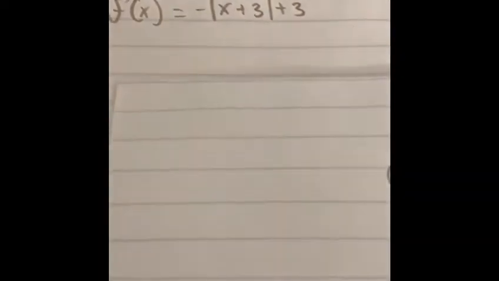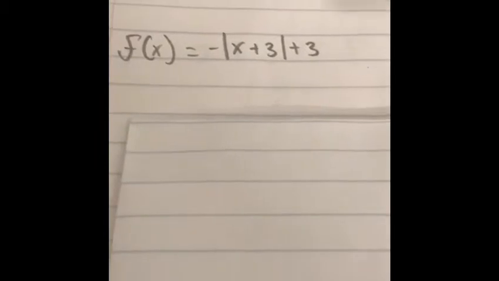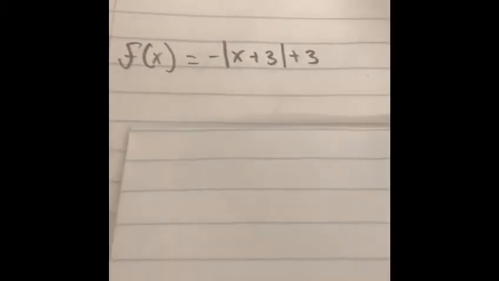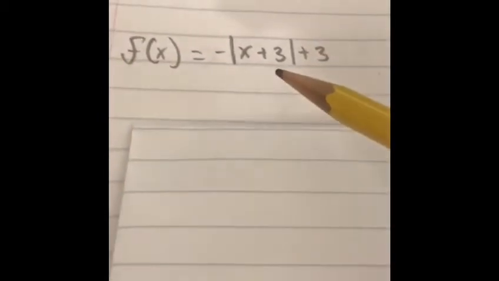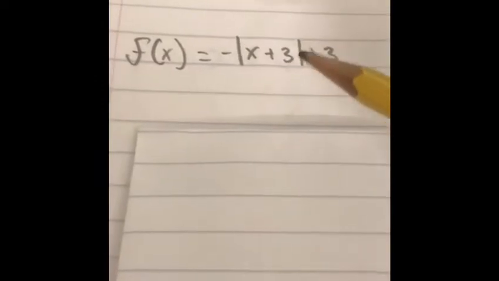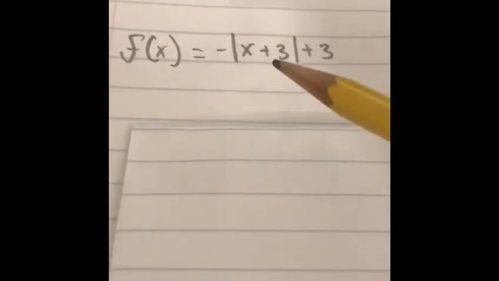Now to graphing this absolute value function. Let's start off by finding the vertex. So our vertex y coordinate is going to be 3 because this is 3 and you don't change anything on there. However, the x coordinate is going to be negative 3 because anything that goes inside a bracket or parentheses is going to be the opposite of what it means.